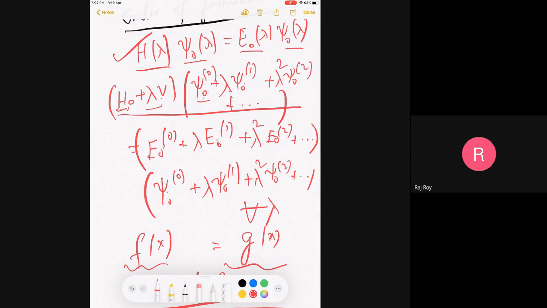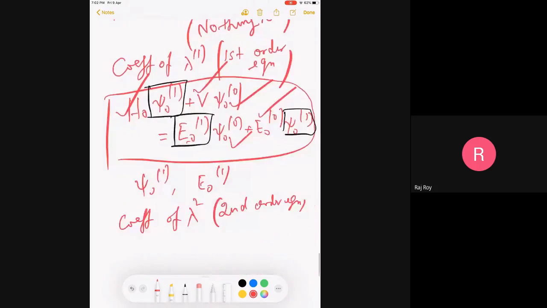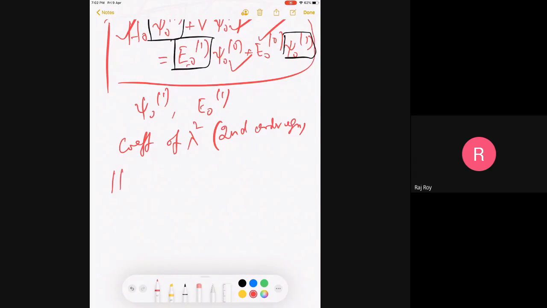Then lambda V times psi 0 1. This is first order, this is third order. So only this times this. So we can write it out now. On the left hand side, I have H naught psi 0 2 plus V psi 0 1.